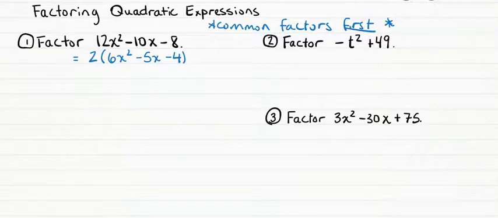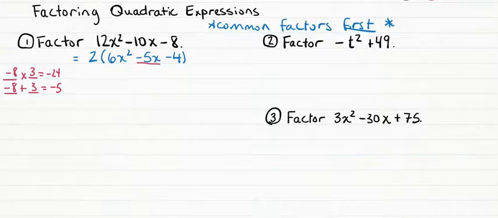So if we apply the method of decomposition, that means that we are going to be looking for two numbers that multiply to equal 6 times negative 4, which is negative 24. And those same two numbers have to add to give us negative 5. Okay? So if we use negative 8 and 3, that should work for both statements. So we're going to split apart that negative 5x with a negative 8x and a 3x.